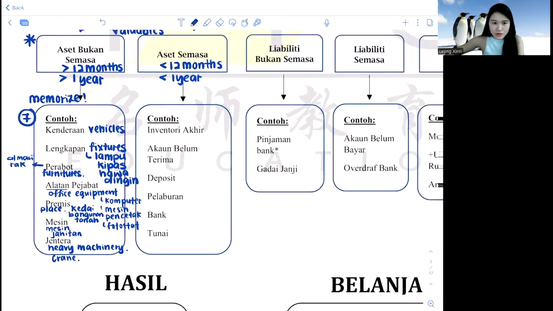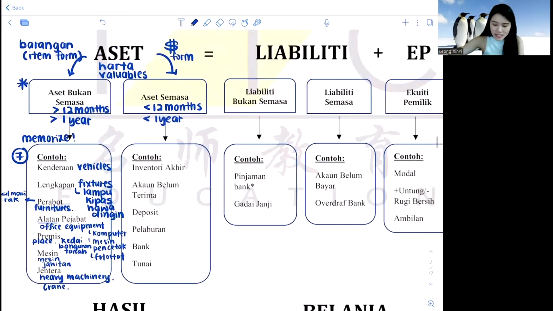Now we're going to continue to asset semasa. I think the only part I will waste more time on is this two lah, because asset is really so important. Every single question also can have up to 5, 6 asset bukan semasa AS, so you need to really know about it. Okay, so asset semasa, we got 6 types.